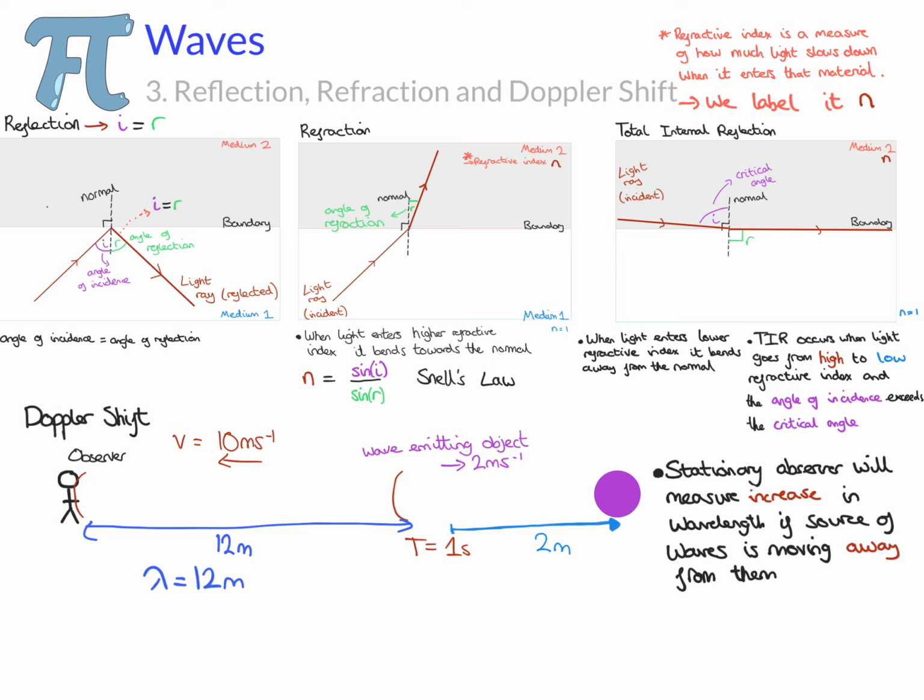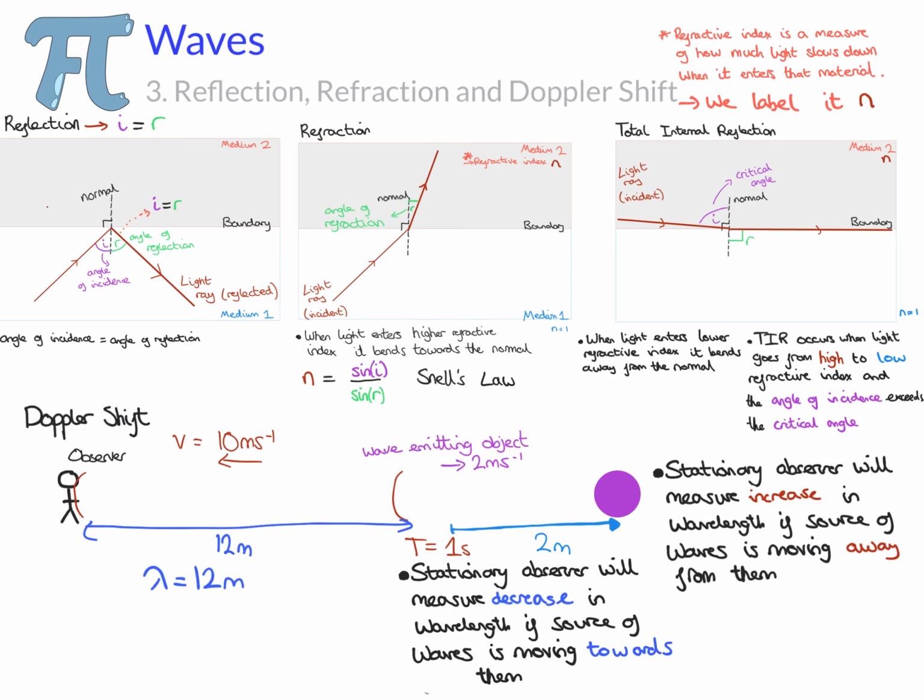Of course, anyone who is on the object or moving at the same speed as the object will not measure this change. It is caused by the relative motion of the object and the observer. With the same thinking, you can easily conclude that if the object was moving towards the observer, they would measure a decrease in the wavelength of incoming waves.